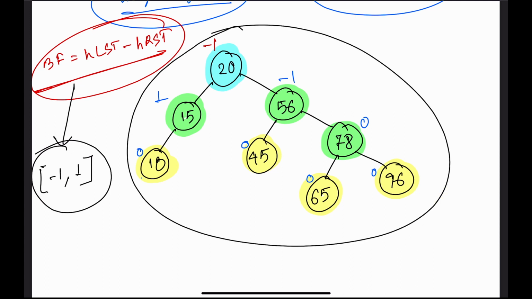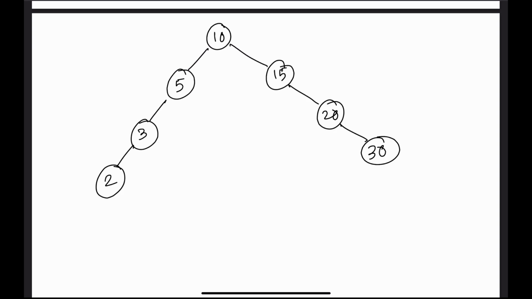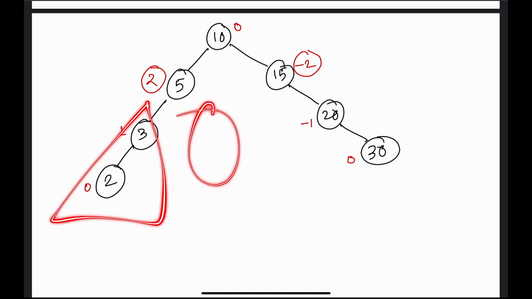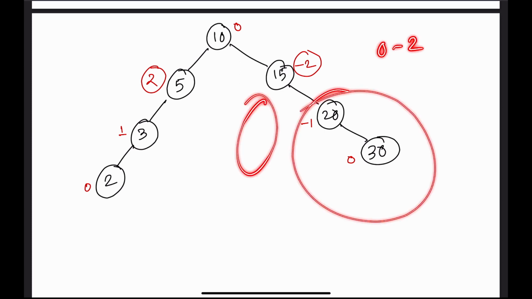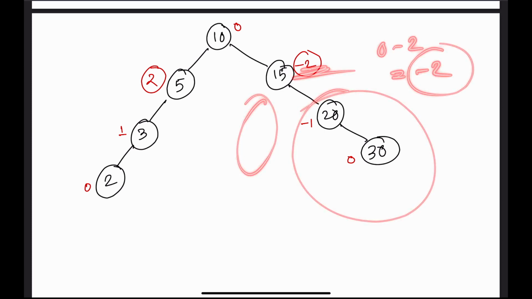But there is an example where the tree looks balanced, but it is not balanced and it is not an AVL tree. Let me give an example. For example, this is 10. So now the balance factors would be 0, 0, 1, -1, 2, -2 and 0. Now why is it 2 and -2? Because you can see the left subtree has height 2 and the right has 0, so 2 minus 0 equals 2, and here it is 0 and 2, so 0 minus 2 equals -2. That's why this -2 has come.